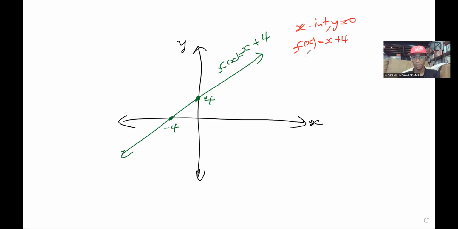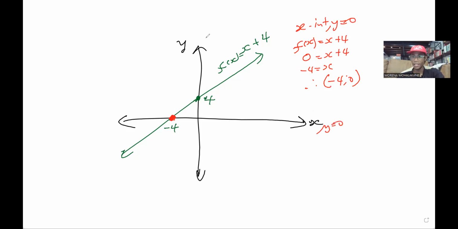So y is 0. Here I'm going to place a 0. This is equal to x plus 4. Then I take that to the other side, it's -4. X is equal to -4. Therefore, the coordinates are -4, 0. Here are the coordinates. That's the intercept, where y is equal to 0.